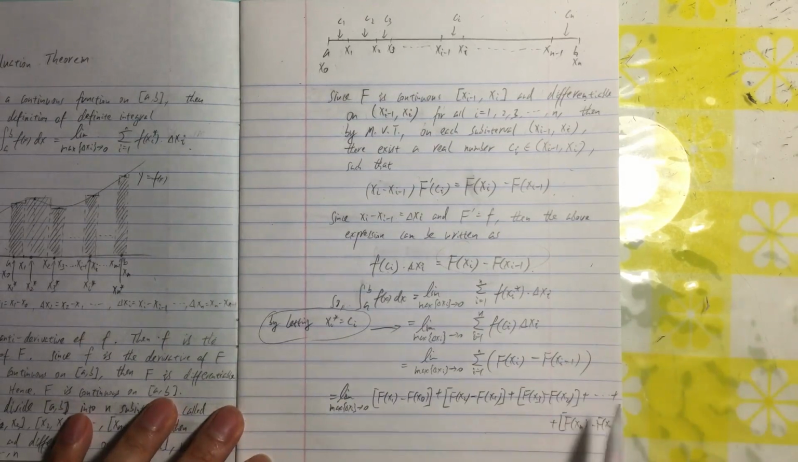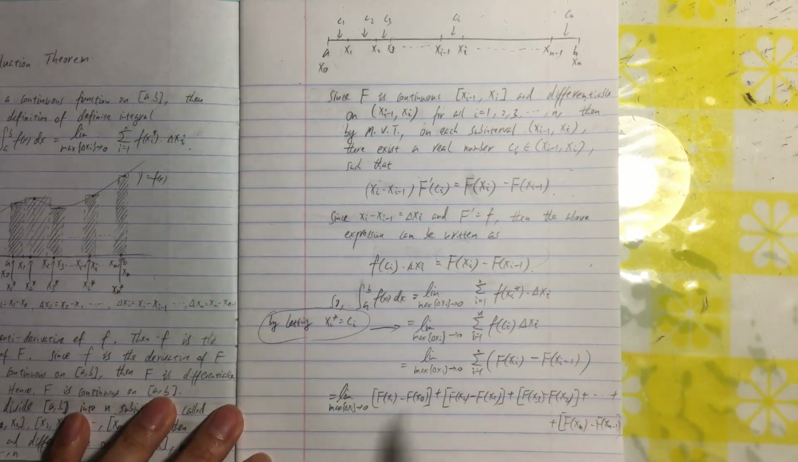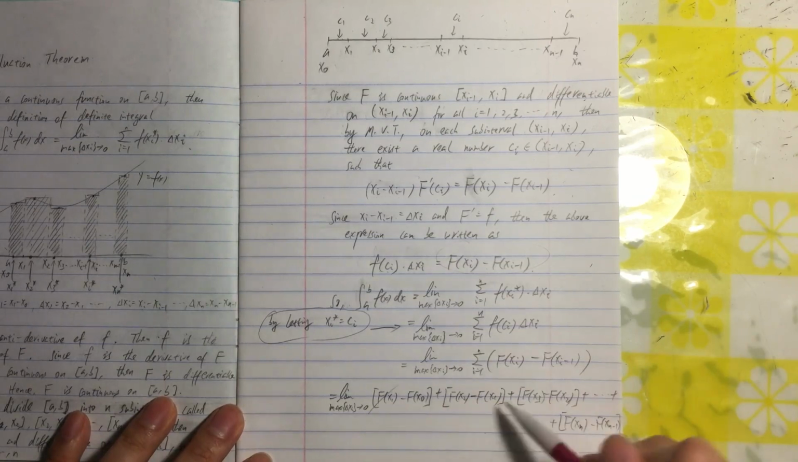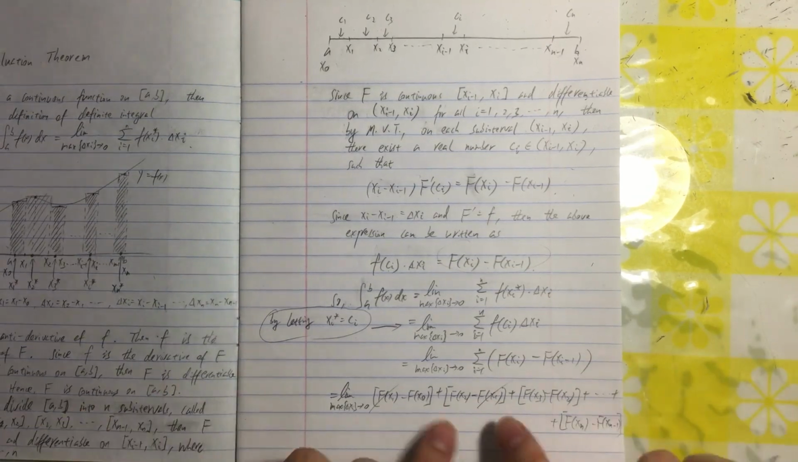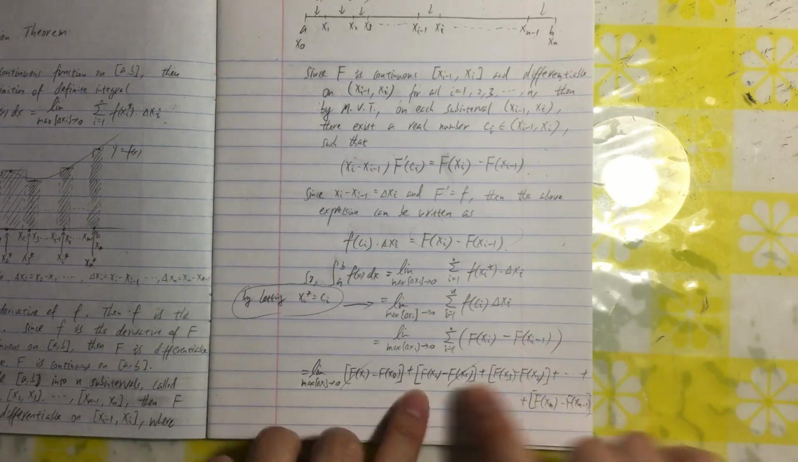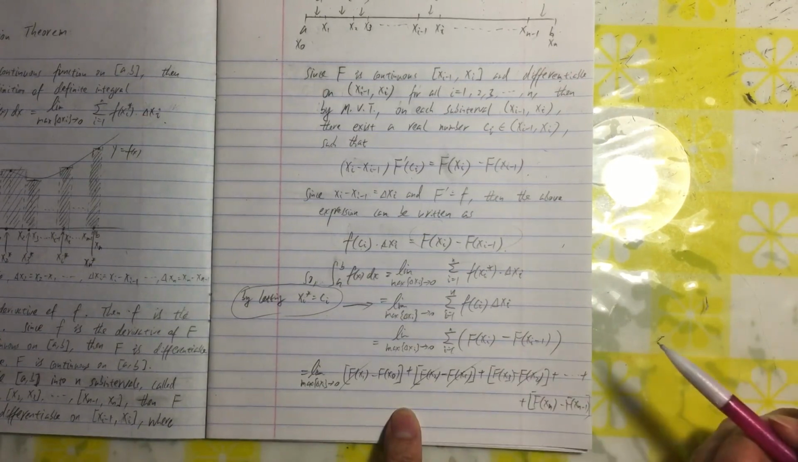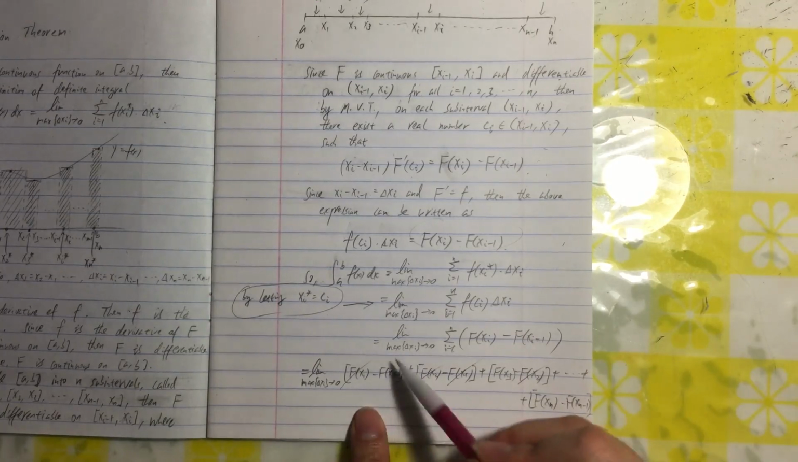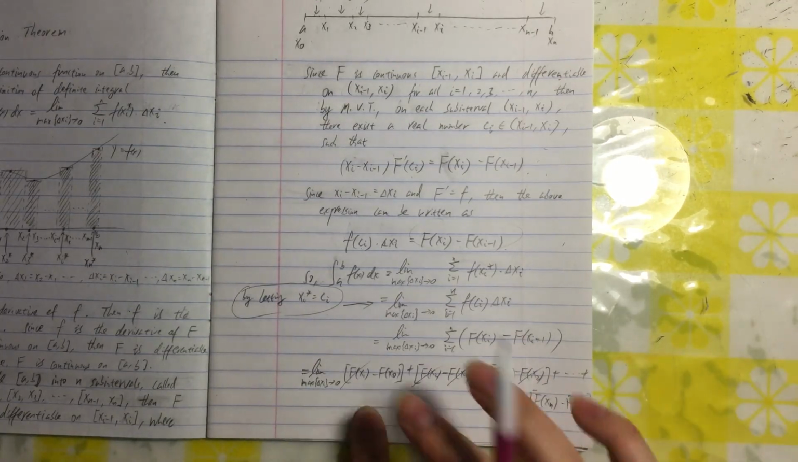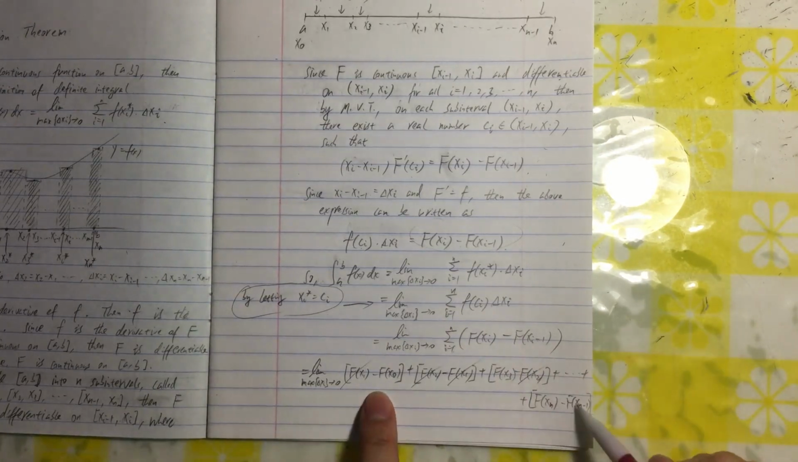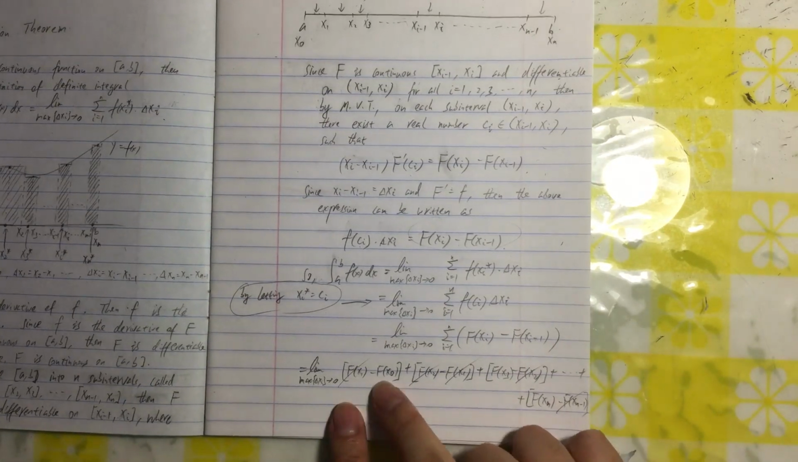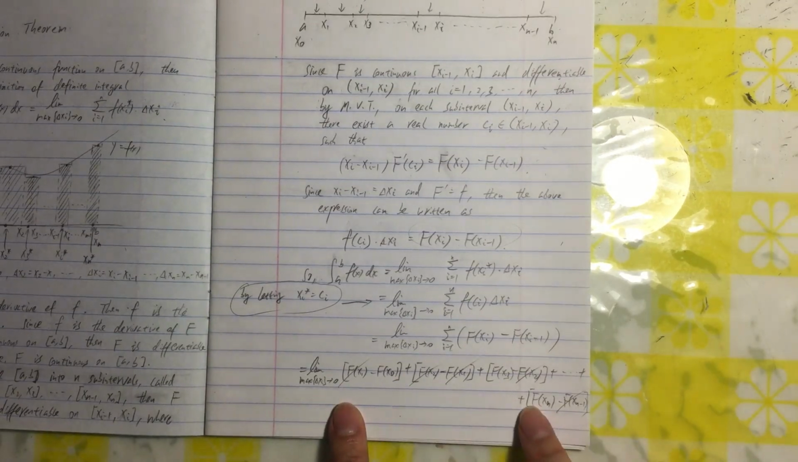Now let's observe this expression here. In the first bracket we have f of x1. In the second bracket we have negative f of x1. So these two expressions can cancel. Now, in the second bracket we have f of x2. In the third bracket we have negative f of x2. So these two can cancel. Eventually we have one term left at the beginning and one at the end: negative f of x0 plus f of xn.